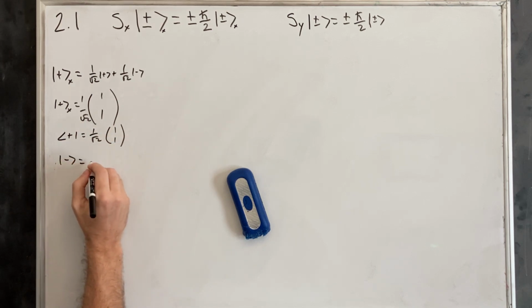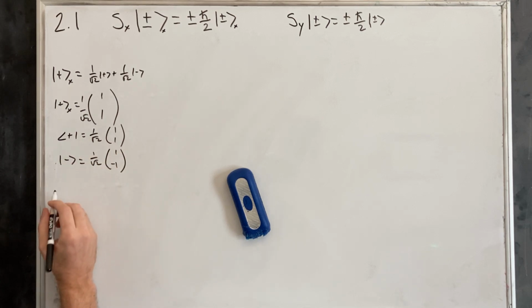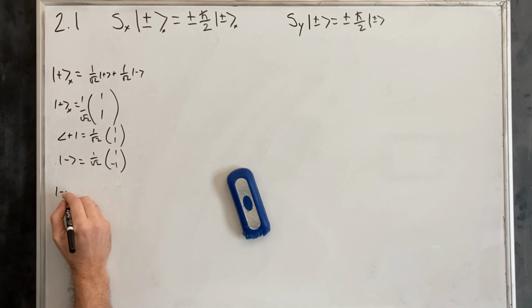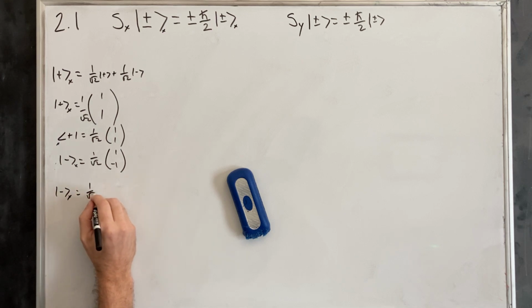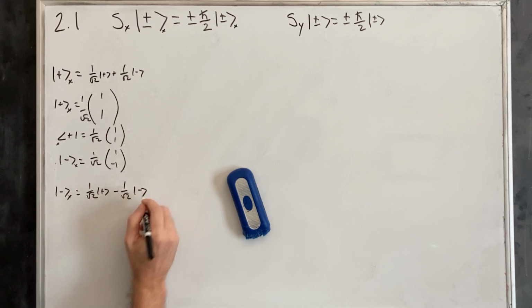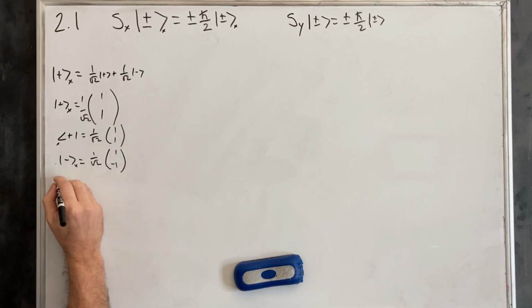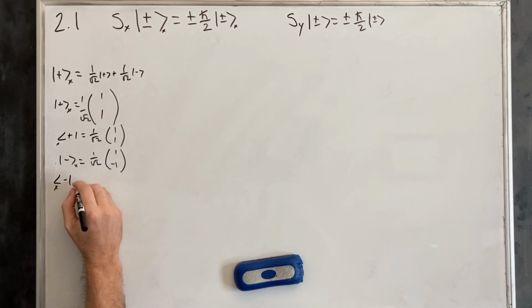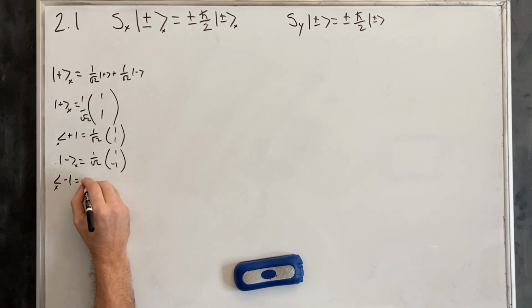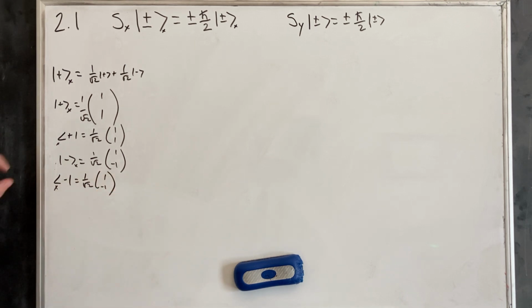Our minus is going to be 1 over root 2, and then we're going to have 1 and then negative 1, right? Because if we were to write this out, and this all is going to be in the x, it would be 1 over root 2 up minus 1 over root 2 down. So that's just in matrix notation there. And then the bra of that would be the same. I don't really need to keep all of these here because I'm going to need more space, but 1, negative 1. All right, so that's for our x. So we'll stick with the x for right now.